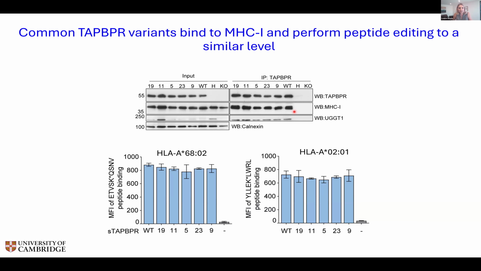Then we also performed peptide exchange assays on a couple of different class 1 molecules, and we found that these different common variants of TAPBPR could all mediate peptide loading onto class 1 molecules to a similar extent. So this work suggests that the majority of individuals have a TAPBPR molecule that has similar functionality.